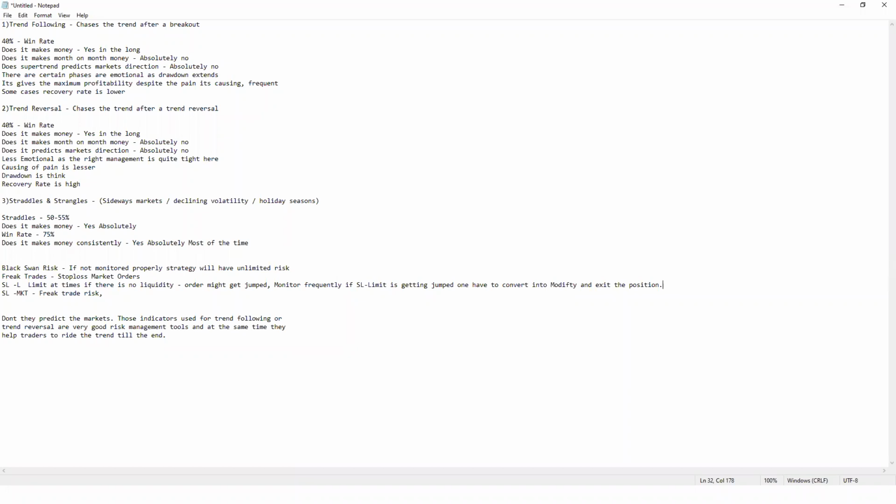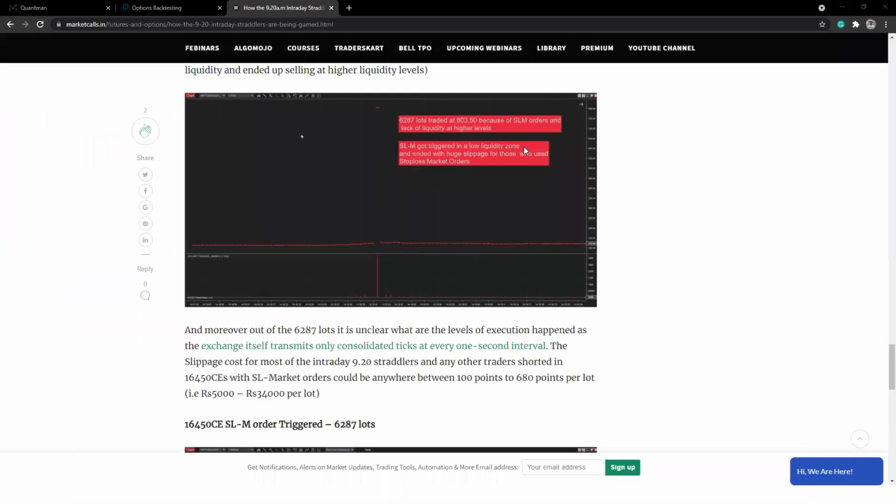Sometimes you have to keep on modifying as long as you are getting the price, and then go for an exit there. That's why an SL limit order always has to be modified. Just because you're putting in an SL limit order doesn't mean you're safe, or that you don't need to monitor the markets. The strategy is very simple, but it requires continuous monitoring in front of the system. That is very, very important.